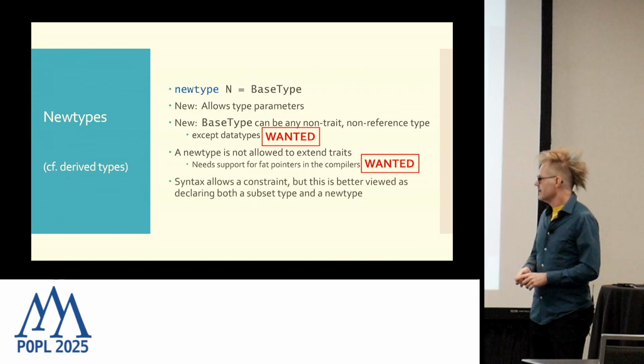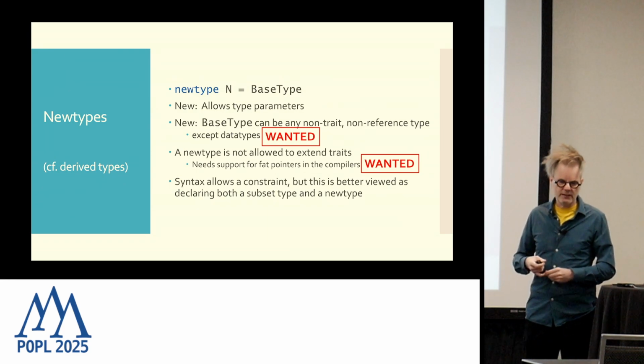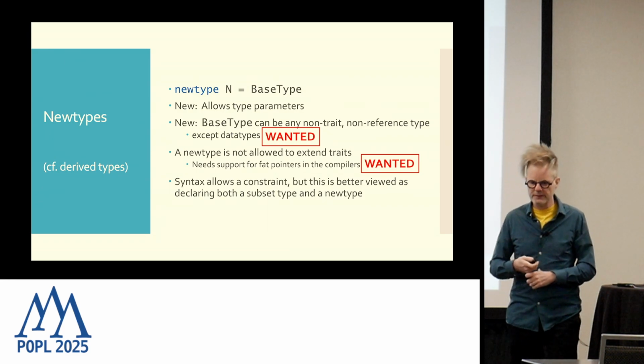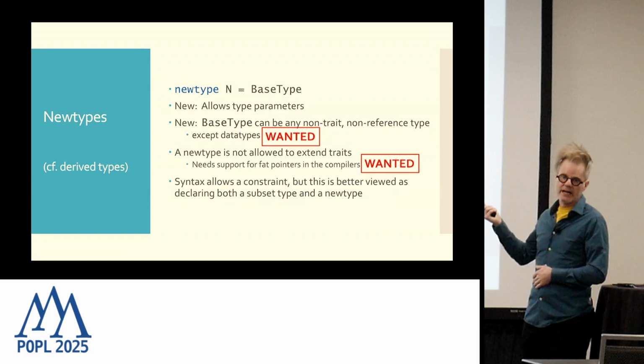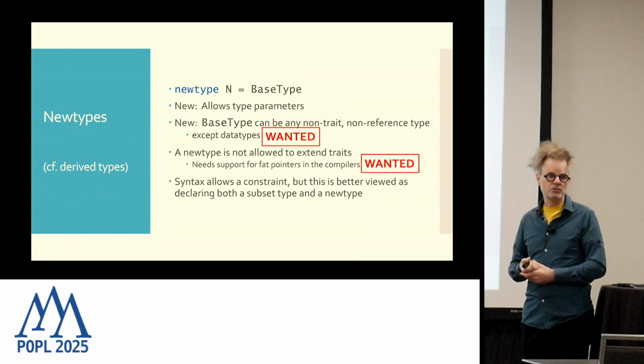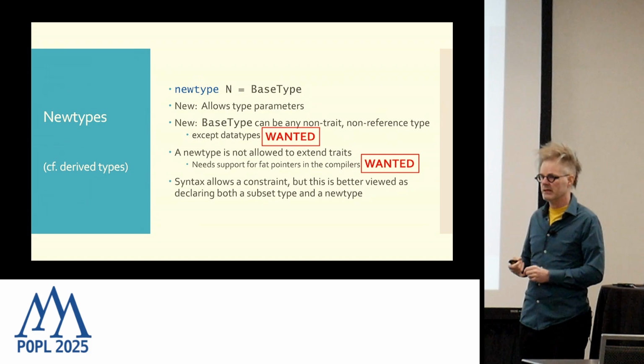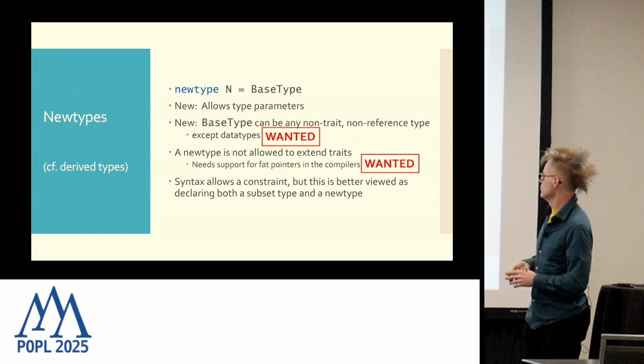All right. Now, something that was pointed out to me sometime during the last year is that a new type can also define a constraint, just like a subset type, and sometimes that causes some confusion.